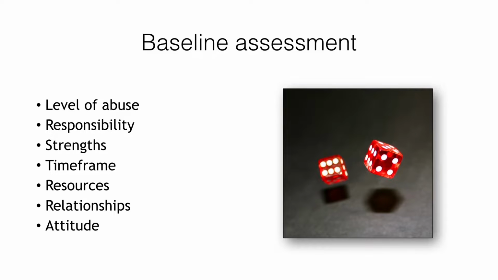What do we know about the prognosis for change? What factors indicate a poor prognosis and what indicates a hopeful prognosis? Dr. Bentavim and colleagues identified 7 areas which seem to determine prognosis for successful change. These were the level of abuse, how much responsibility the parent took, strengths that were present, the child's time frame, resources available to support change, relationship and the parent's attitude towards professionals.